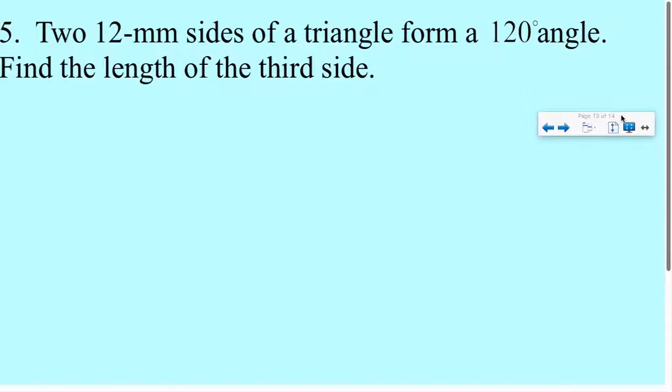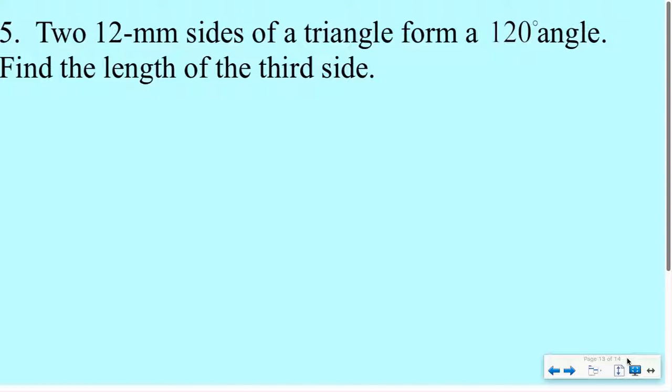Our last one, number 5. Two 12 millimeter sides of a triangle form a 120 degree angle. Find the length of the third side. Two of the sides are 12 millimeters. Therefore, our triangle is what kind of triangle? Isosceles. It's got 2 equal sides.